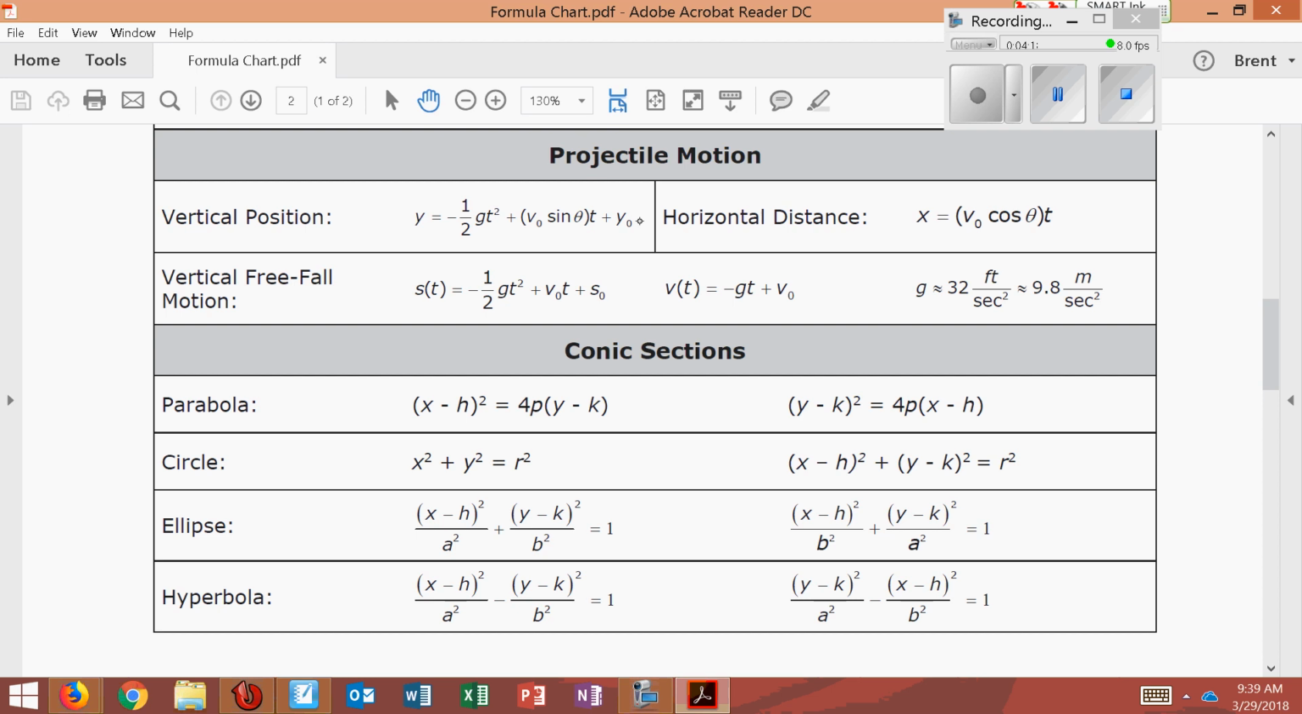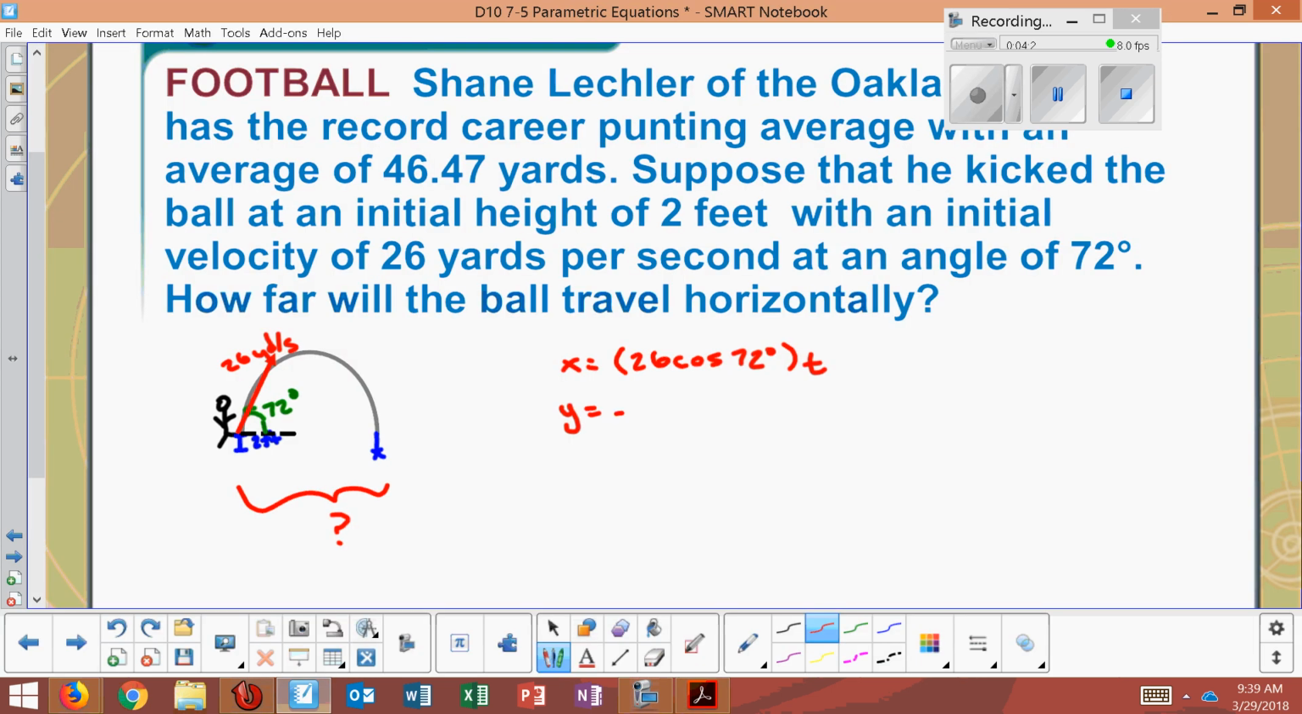Now the y equation would be like this. We'd have negative 1/2 g, and this is where I was saying we need to be careful, because g is in feet at 32 feet per second squared. So what we probably need to do is go back here and divide this by 3 to get it to yards. That'll probably be the easiest way since we're at this stage. So g is going to equal 10 2/3, or we can just leave it as 32 over 3 yards per second squared.